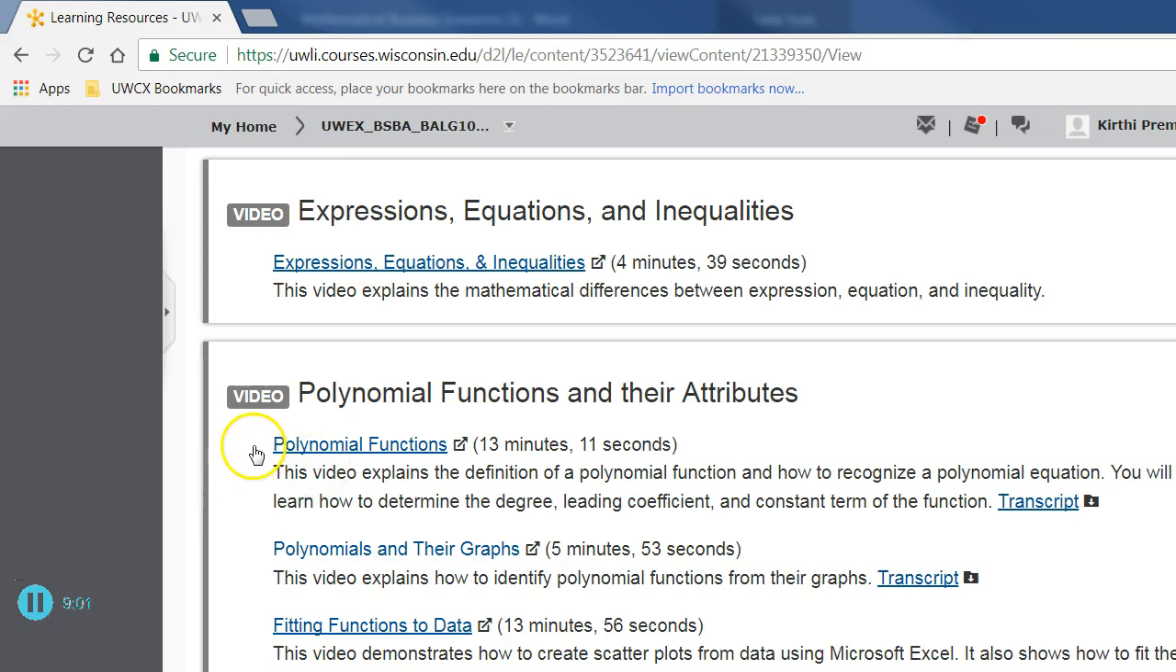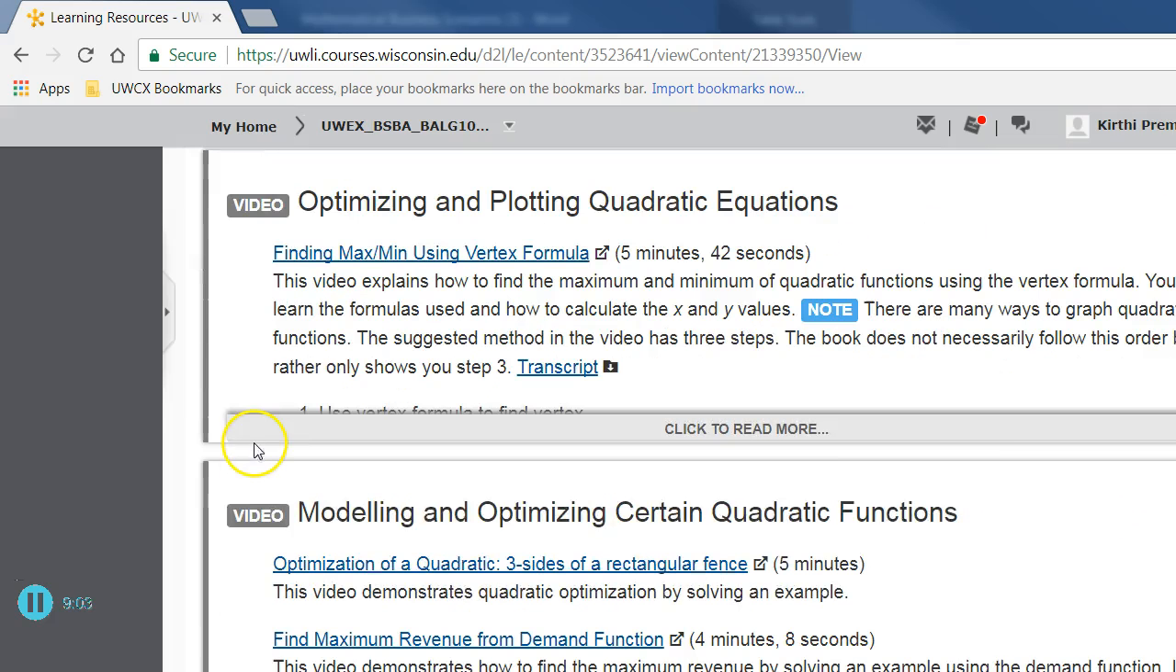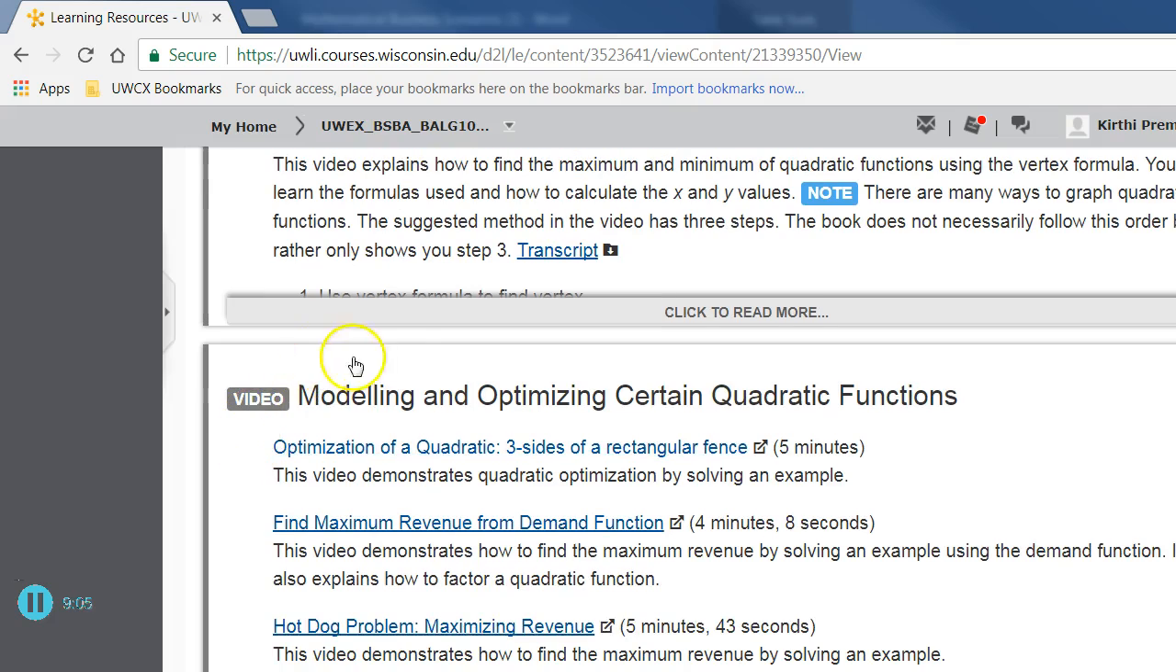Now, what about scenarios 5, 6, 9? Well, if you go to modeling and optimizing certain quadratic functions, these three videos can really help you to nail scenarios 5, 6, and 9 and come up with the equations.